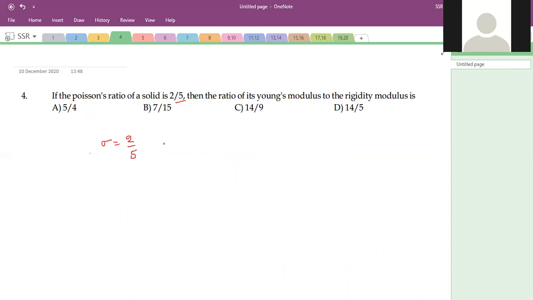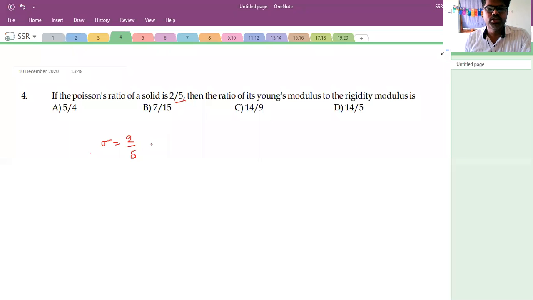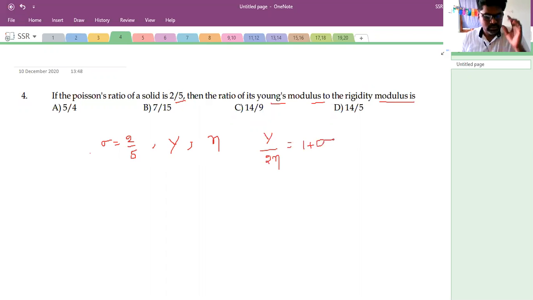I took it. If the Poisson ratio of a solid is 2 by 5, sigma is 2 by 5, then the ratio of its Young's modulus to the rigidity modulus is asked. Young's modulus is y, rigidity modulus is eta. So if you remember, you have a relation between Young's modulus and rigidity modulus. What is the relation? Anybody can say: y by 2 eta is equal to 1 plus sigma. I remember this relation. Y by 2 eta is equal to 1 plus sigma. Yes or no? This relation I have given.